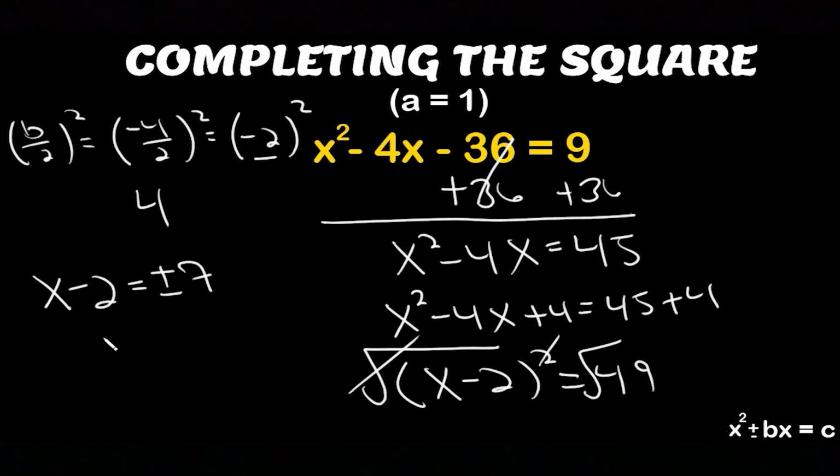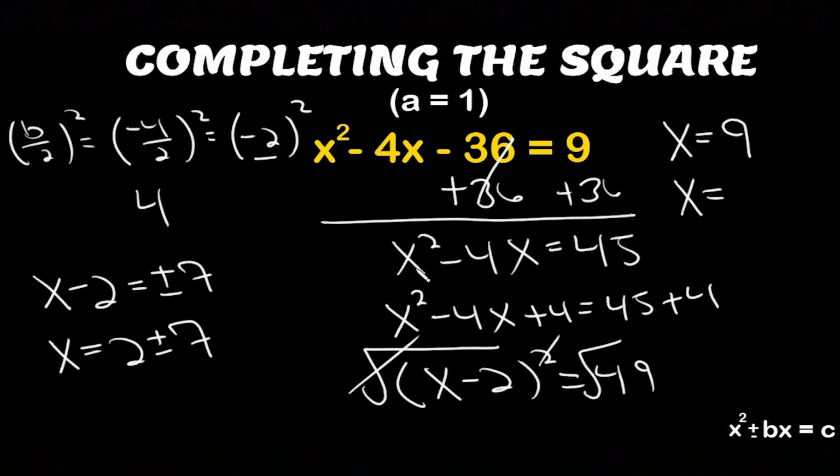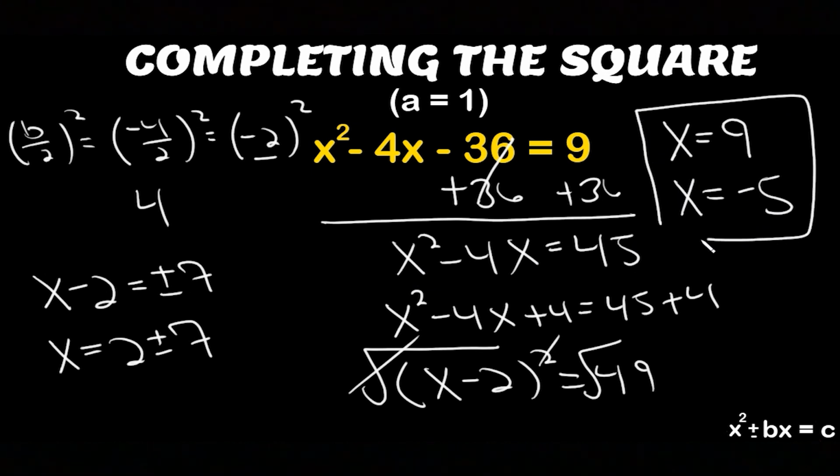And then we just have to add 2 on both sides. So x equals 2 plus or minus 7. Okay? Breaking it down into its individual parts, we get the following. We get x is equal to 2 plus 7 will give you 9. And then x is equal to 2 minus 7, that will give you negative 5. So we get 9 and negative 5. That problem is done. Okay?